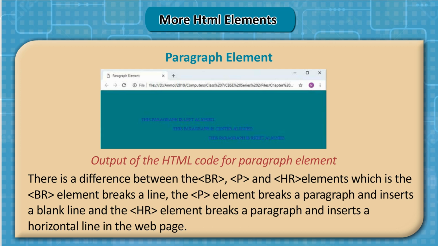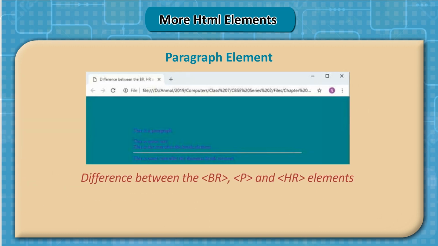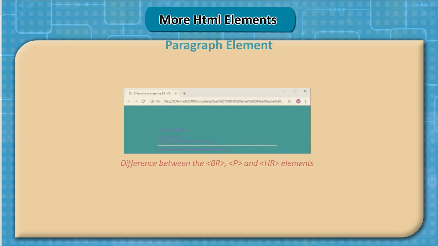There is a difference between the BR, P and HR elements. The BR element breaks a line, the P element breaks a paragraph and inserts a blank line, and the HR element breaks a paragraph and inserts a horizontal line in the web page. Difference between the BR, P and HR elements.